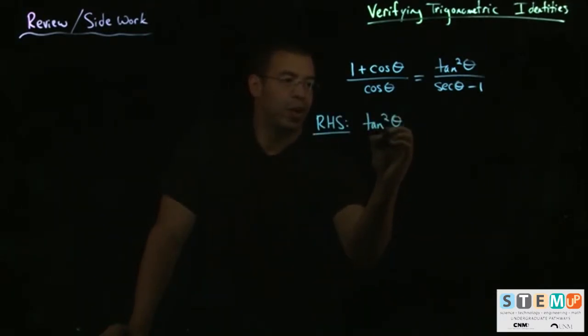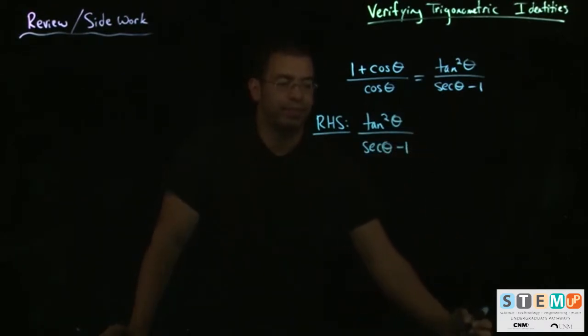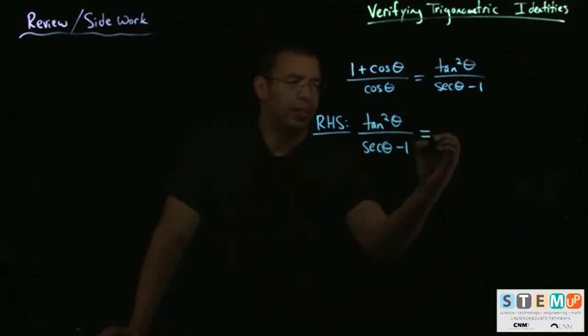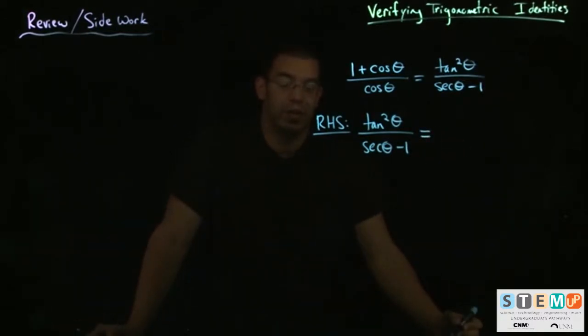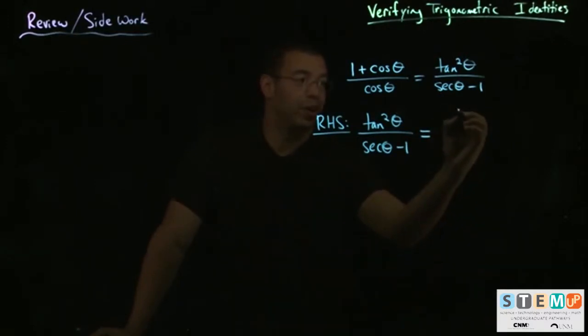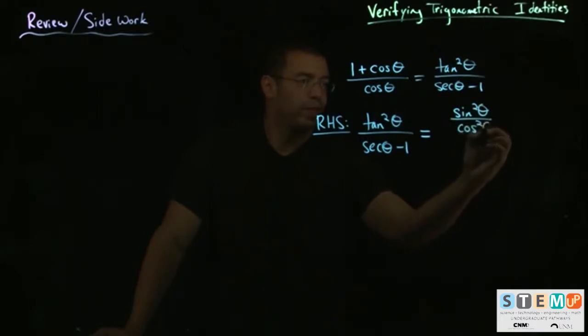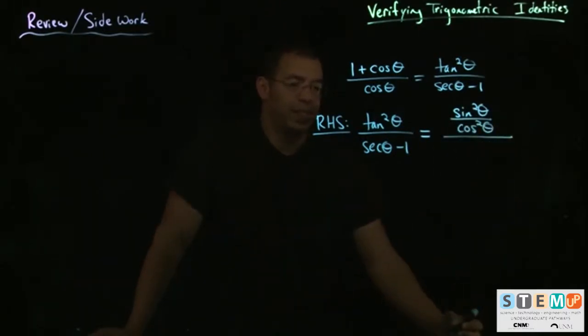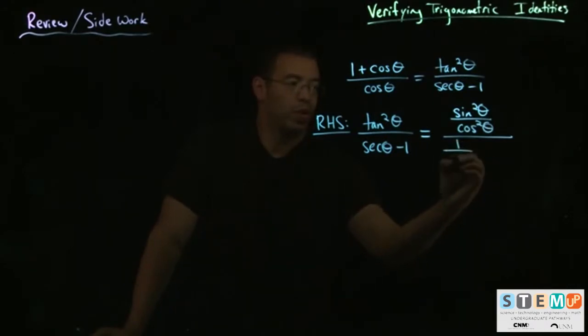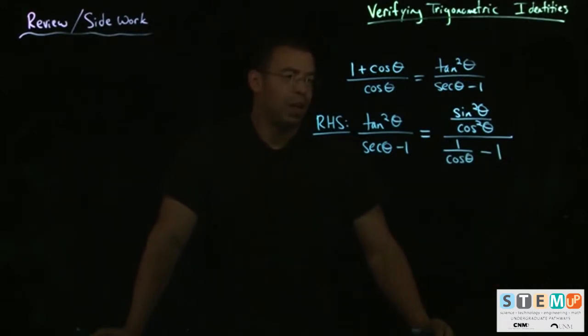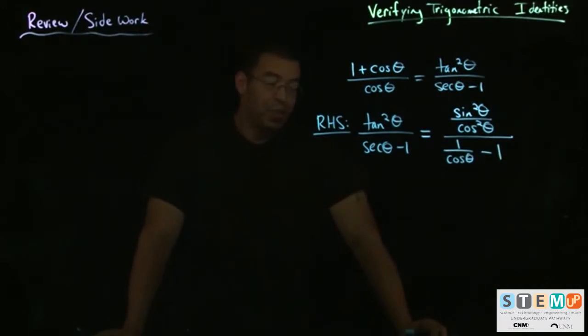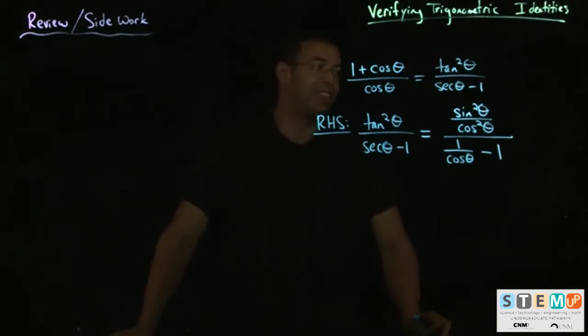So we have tangent squared over secant theta minus 1. So tangent squared, you remember that's just sine over cosine, so tangent squared is sine squared over cosine squared. And secant, that's just 1 over cosine, right? Minus 1. So now this looks really messy, and we might be thinking, why are we doing this?